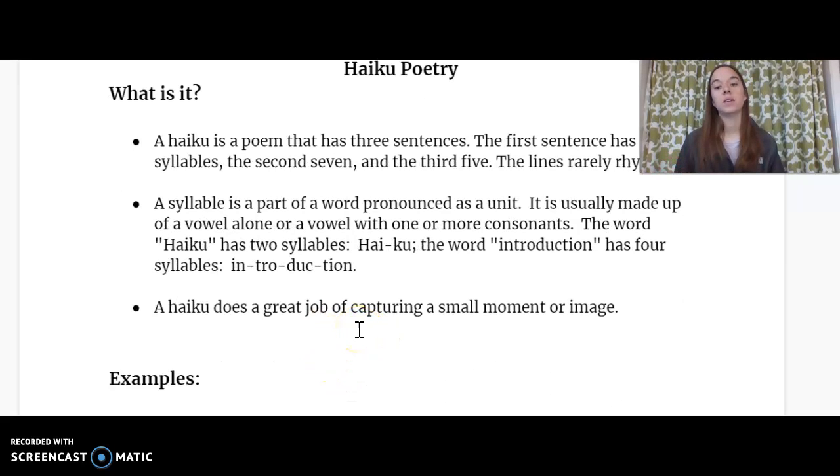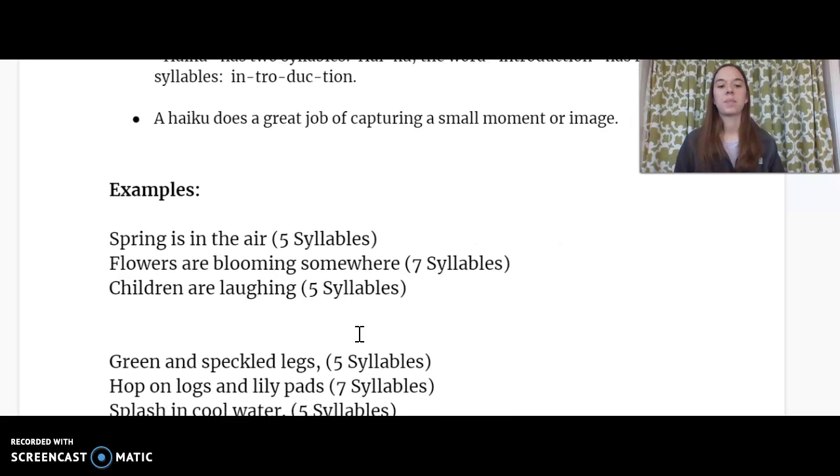So the haiku, it's a Japanese style of poetry, and it's really meant to just capture a small moment, something very small, very tiny. So here are some examples. Spring is in the air, flowers are blooming somewhere, children are laughing. That's it. That's the whole poem. And if we go through, we can count. Spring is in the air, right? Flowers are blooming somewhere. That's 7, right? Children are laughing. So, and that's it. That's just the image. Really simple with our haiku.